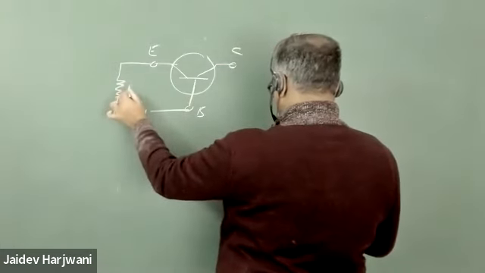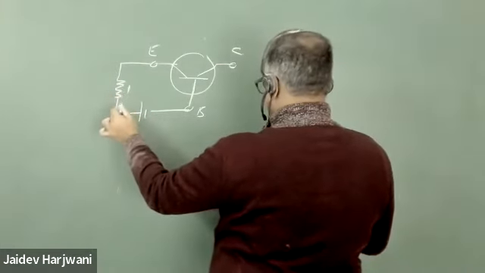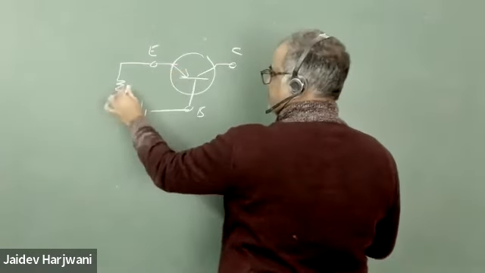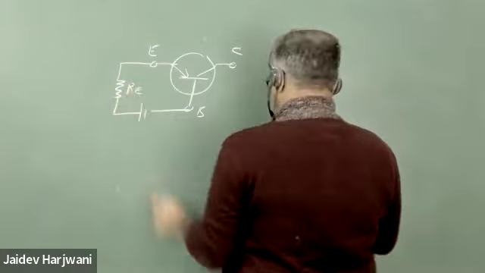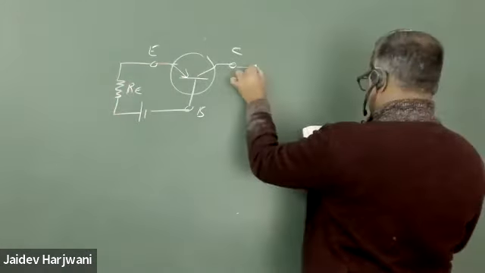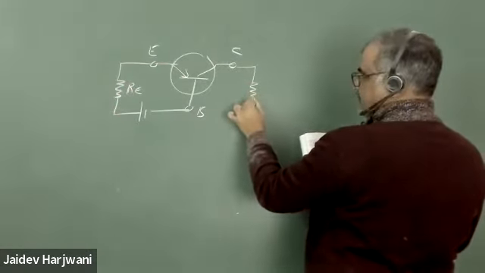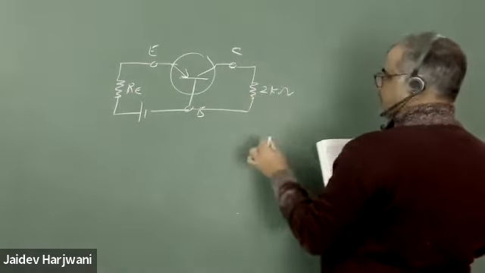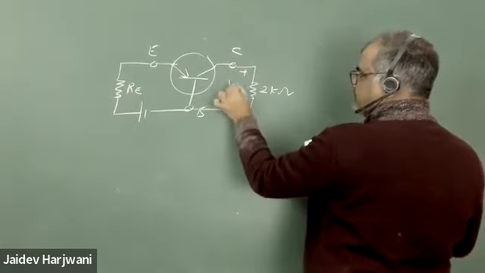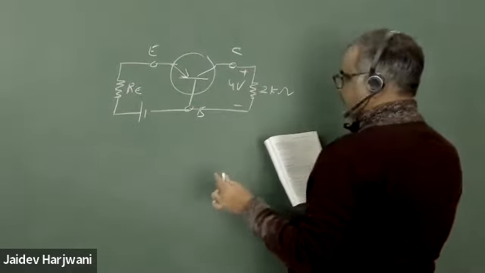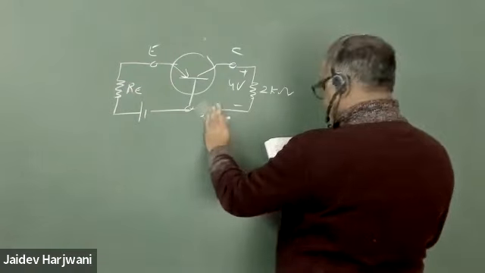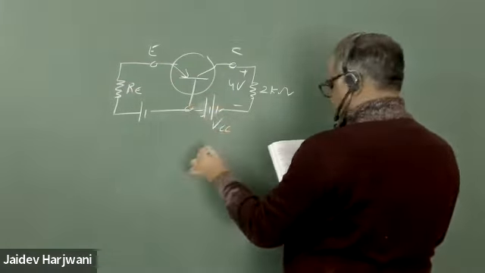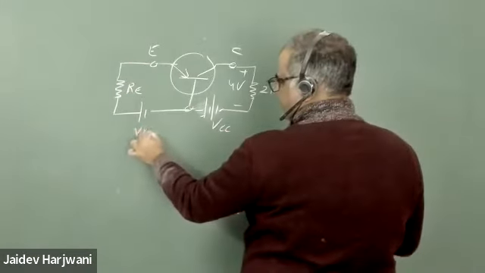Okay, why are they calling it RE? This is a PNP transistor. This is RE. Here you have a resistance of 2 kilo ohm. Across the resistance, the drop is 4 volt. And here you have a battery VCC. Here you have a VBE.